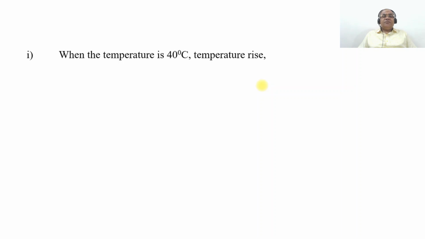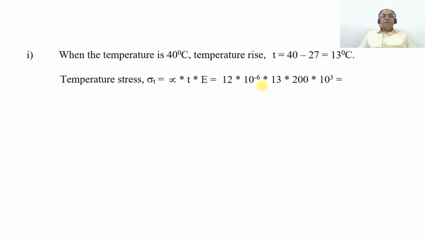Now, when the temperature is 40 degrees centigrade, what is the temperature rise? T will be equal to 40 minus 27, which is 13 degrees centigrade. So what is the temperature stress? Sigma T will be equal to alpha into T into E, because stress by strain is equal to Young's modulus. So 12 into 10 to the power of minus 6 into 13 into 200 into 10 to the power of 3 equals 31.2 Newton per mm square, which is compressive in nature because it's fixed at the support B.